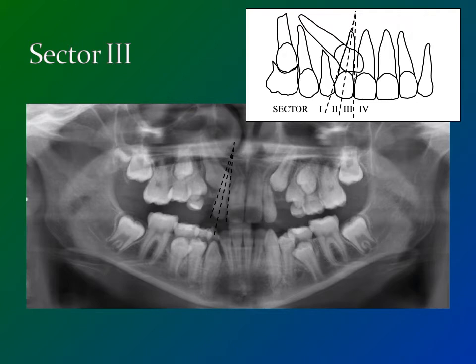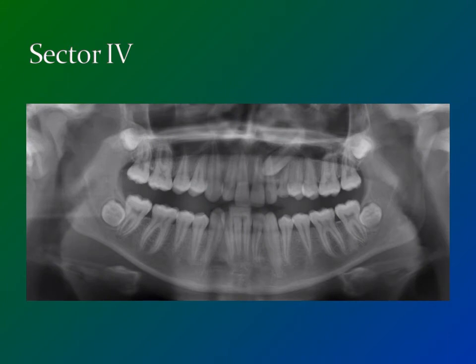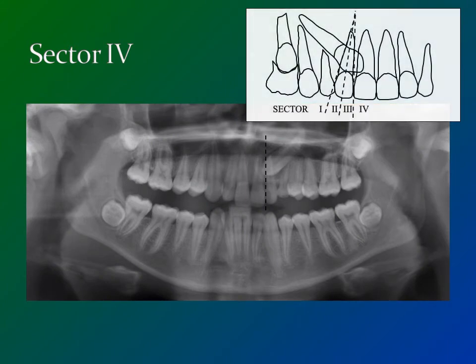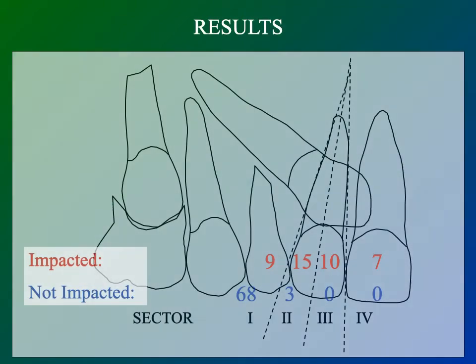And finally, an example of sector 4. And you can see the left lateral incisor here. It's crossed the mesial surface of the lateral incisor and is overlapping the central incisor. Okay? So, what is the significance of all of this?